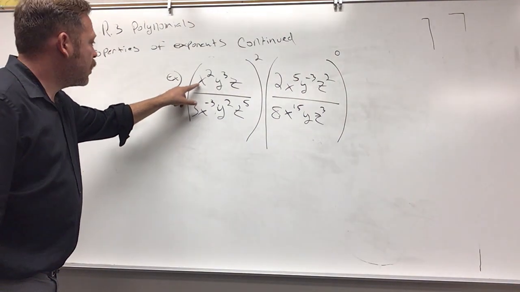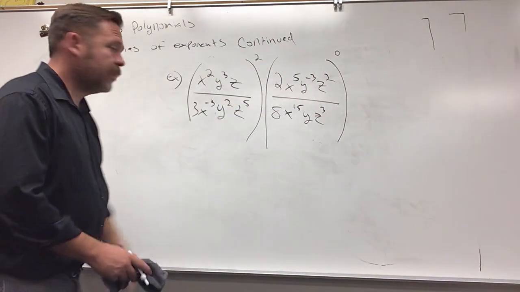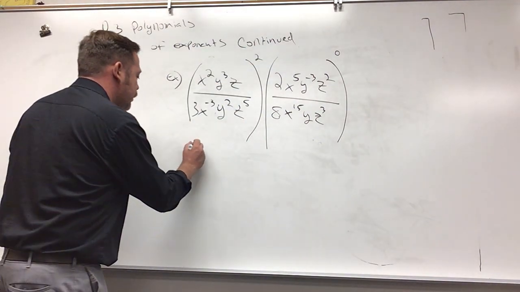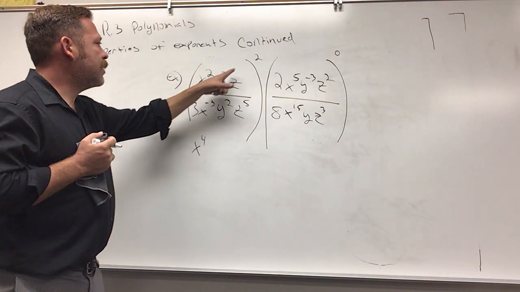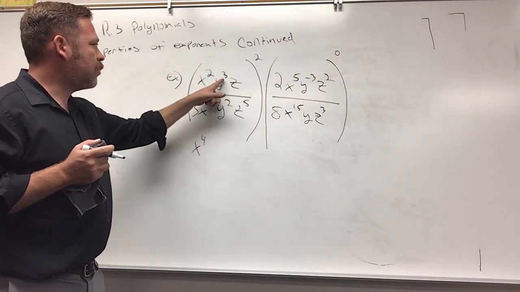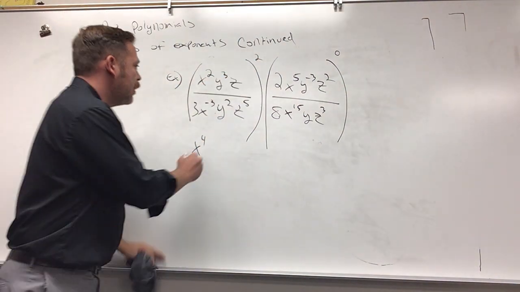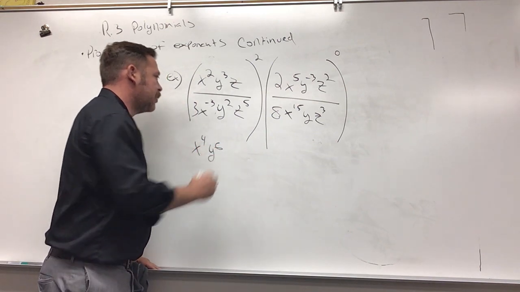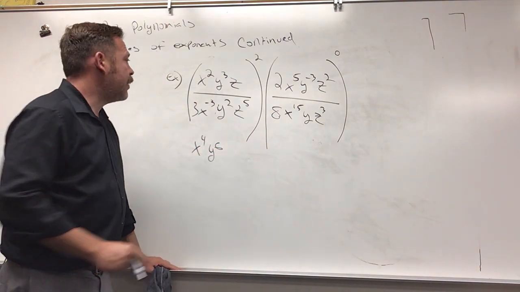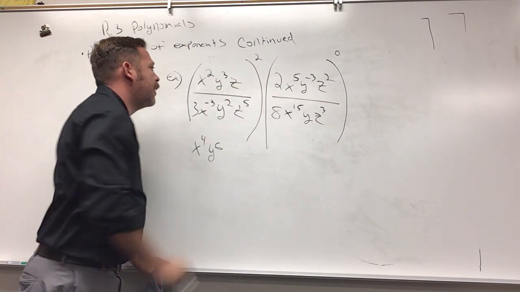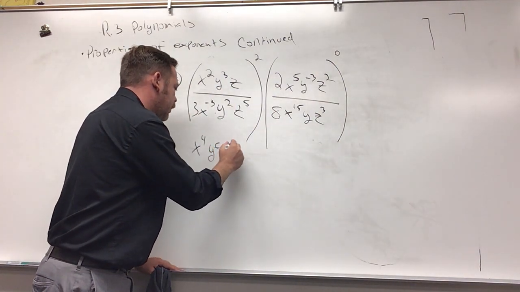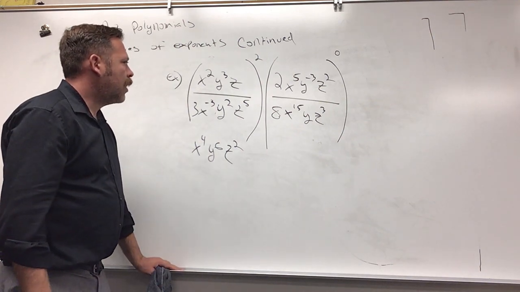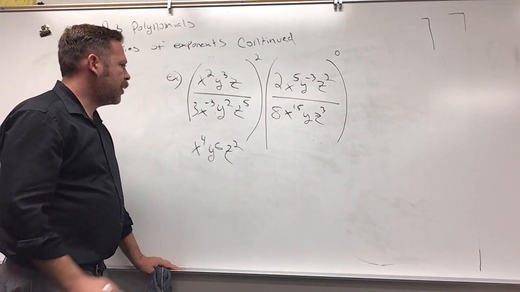That's pretty easy. If I have x to the second, well, hey, that's x to the fourth. And y to the third to the second, well, when I multiply 3 times 2, that's y to the sixth, okay? And then I have z to the first to the second. So 1 times 2 is z to the second. All right, we're chiseling away at it.